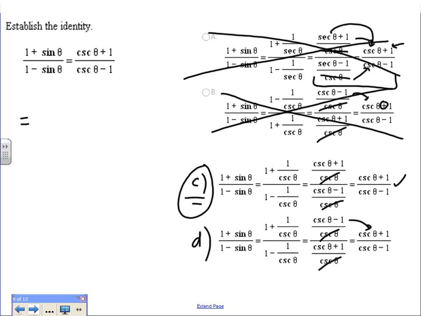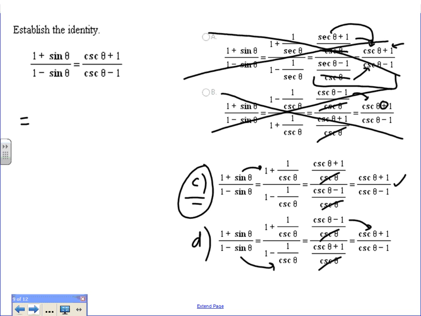Now, here's the idea behind it. Notice their first step. They're changing their sines to cosecants. And so the idea is, why would they choose to do that? Well, look what's on the left side. You have sines on the left side and cosecants on the right. So remember, what I want to do is figure out what I can do to the left side to make it look like the right side. Left side sines, the right side cosecants. Well, I can write sine as 1 over cosecant. So I'm going to write 1 plus 1 over cosecant. Same thing on the denominator, 1 minus 1 over cosecant.